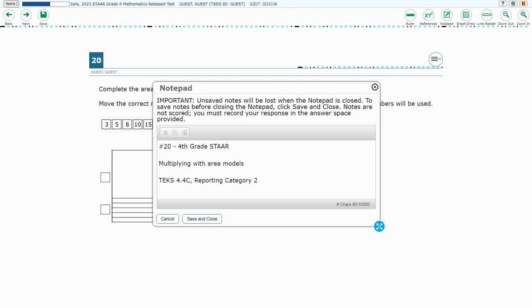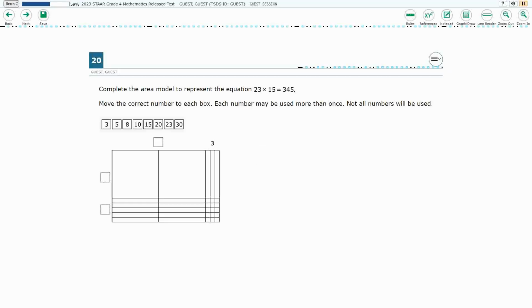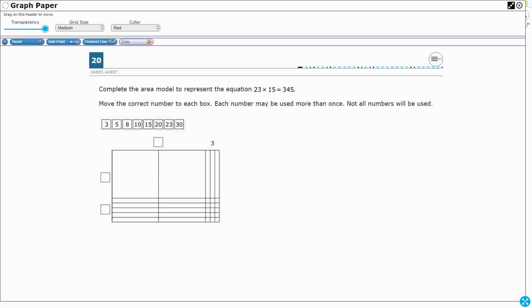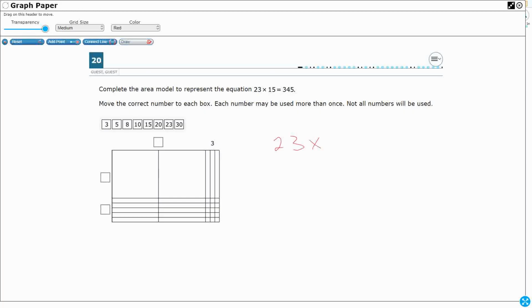For number 20, we are multiplying with area models. This is TEKS 4.4c in reporting category 2. So we have to move these numbers and they can be moved into any position. And you can see here that we can actually use each number more than once. So it's really kind of wide open here. What we need to see here is we do have the problem given to us, right? So we've got the picture and we've already got 23 times 15.